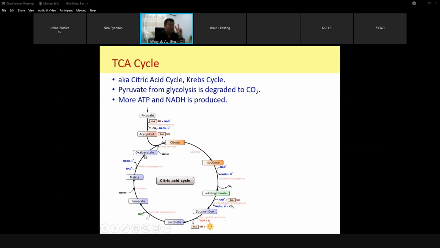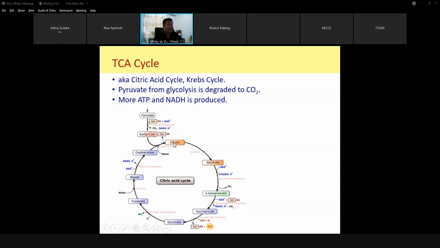As it enters the citric acid cycle, dia akan bergabung dengan oxaloacetate. Oxaloacetate is a 4 carbon. 4 campur 2 dapat 6. You get 6, so you get citrate. The first metabolite you get in the Krebs cycle is citrate. Citrate is 6 carbon.